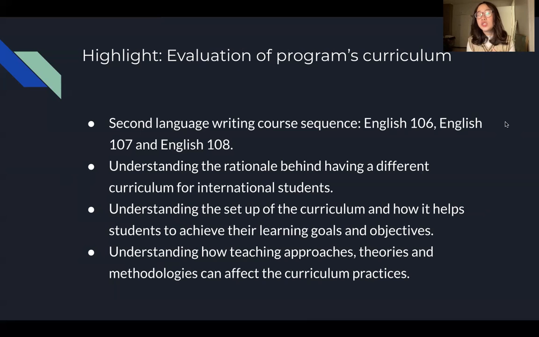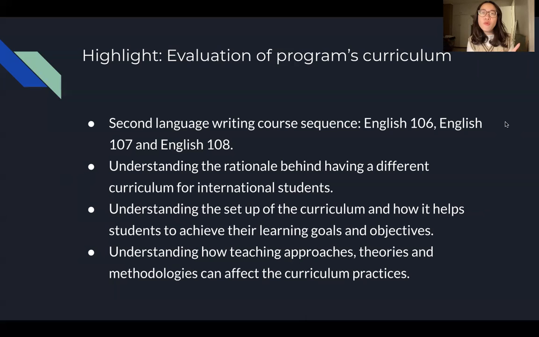So they decided to design the English 106 course to add to the second language writing sequence. In this course, international students for whom English is an additional or second language develop academic literacy skills for the university setting, with the focus on the idea that they will be able to move into English 107 after they finish English 106.